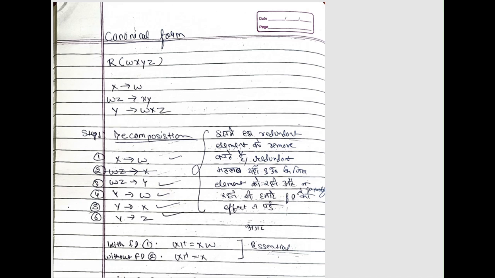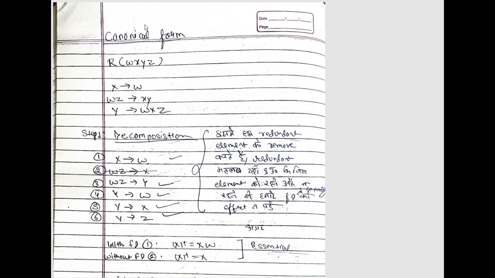In this video we are going to discuss one topic which is very important in DBMS, that is the canonical form. First of all, we are starting with what the meaning of a canonical form is. Basically it says that it is a minimal cover of the functional dependencies.